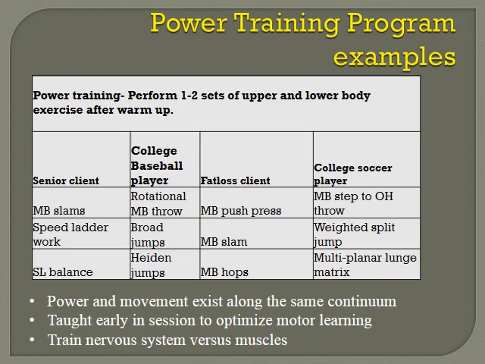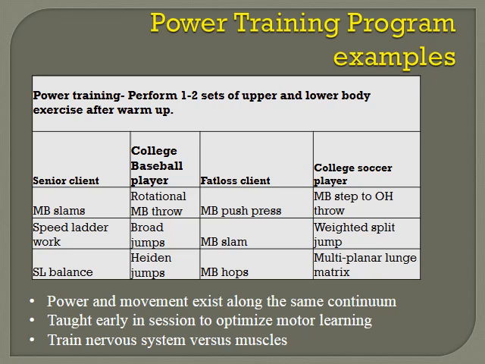Whereas a senior client might be doing something like a medicine ball slam, which in my opinion is a very safe exercise, along with something where they're maybe tapping their toes through a speed ladder and working on balance. Our college baseball player is doing broad jumps and hiding jumps, whereas our college soccer player might be doing overhead soccer throws, split jumps, and then working on moving in multiple planes of motion with a multiplanar lunge. And that's the biggest thing, is that the power and movement is going to exist along the same continuum.